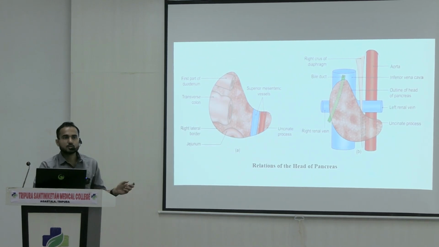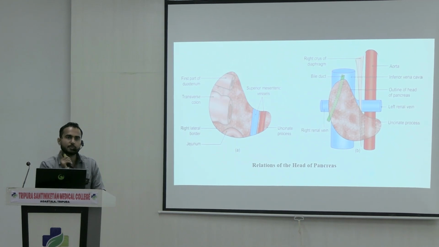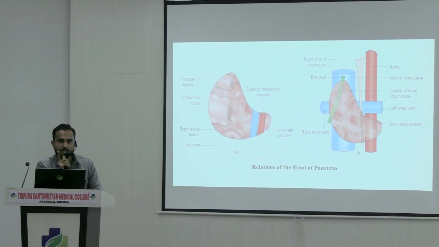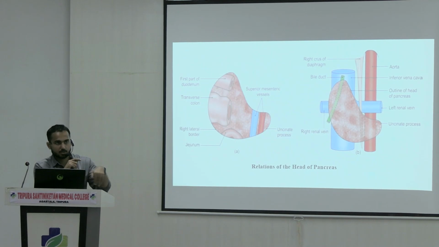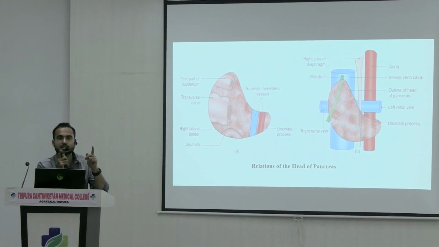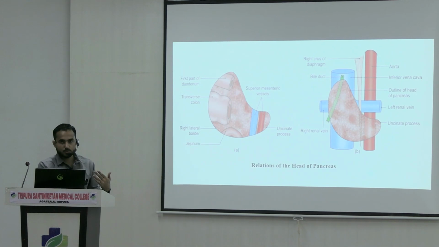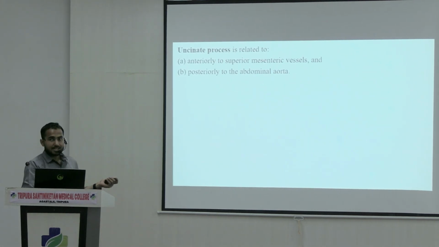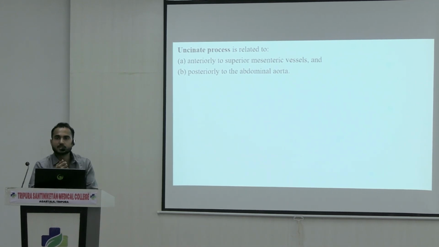So here also, just like the duodenum, for each and every part, in order to understand the relations, first you have to know about the surfaces and borders. Then whenever you are going to the dissection, just see the structures which are present all around. Then you can visualize what is present anteriorly, posteriorly, and laterally. Now the uncinate process is anterior to the superior mesenteric vessels and posterior to the abdominal aorta. These are the structures present on the anterior and posterior aspect of the uncinate process.